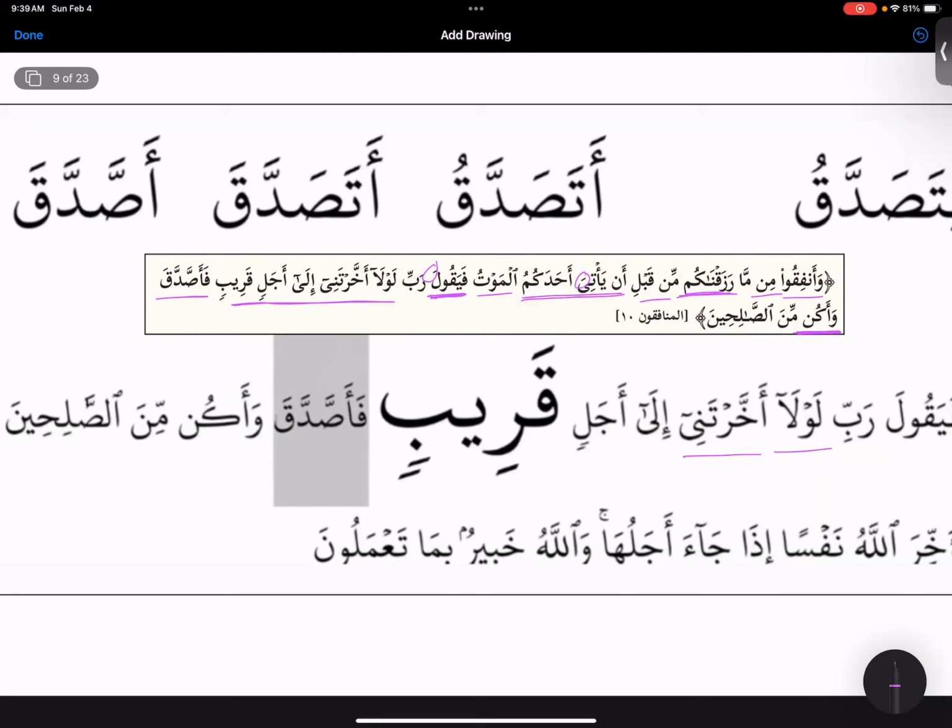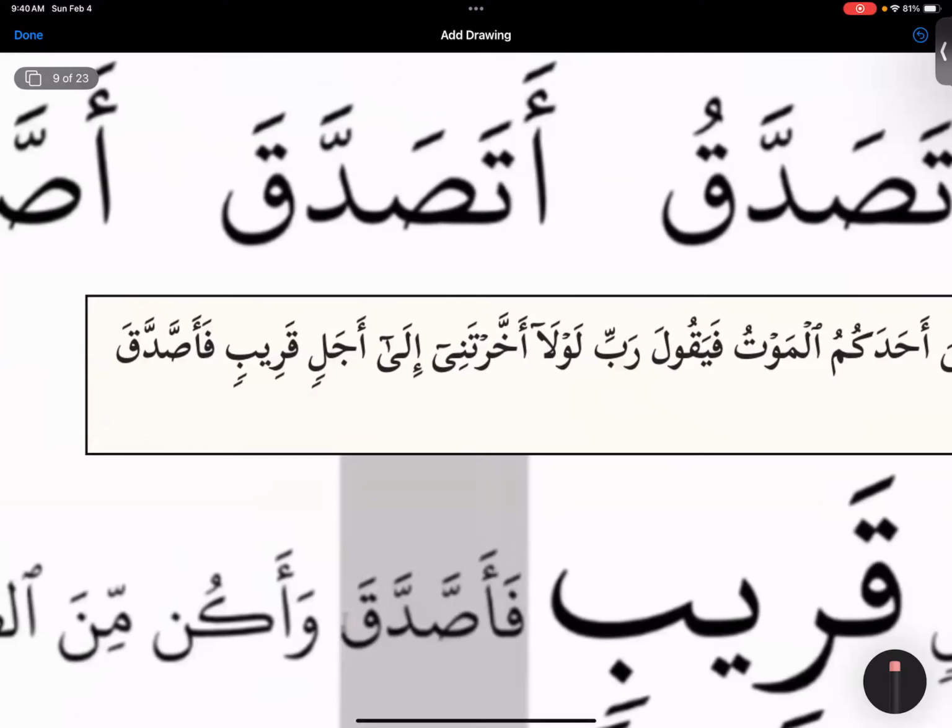Anyatiya. We need to make sure that an is making it mansub. Okay. Right? And the same effect is coming over here. Fayaqula. So then he would say, Rabbi, my Rabb, Laula. So Laula came, inshallah, that is our next class. Laula.